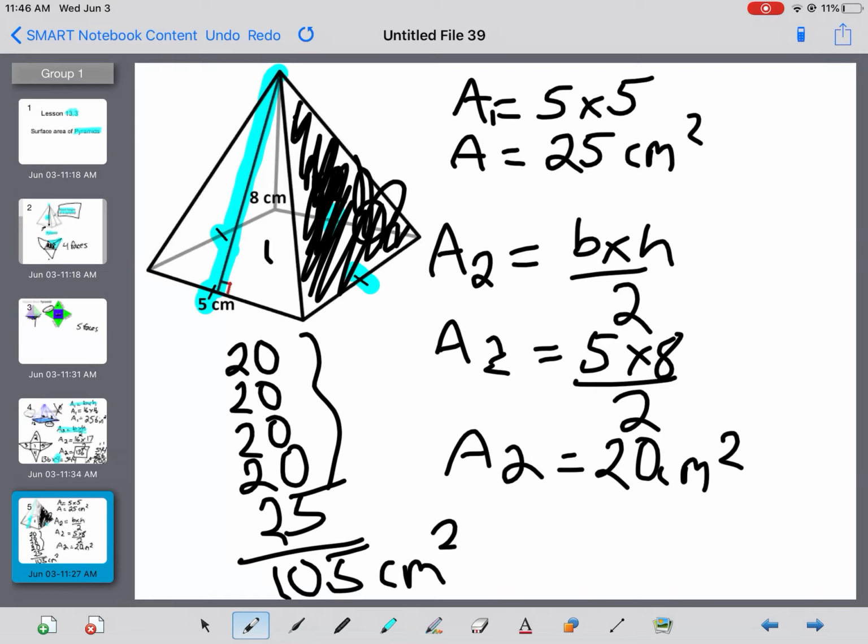Okay, so when you do your work, just take it one step at a time. Make sure you found the area for all of the faces and then add it together. Feel free to chat with me if you have any questions.